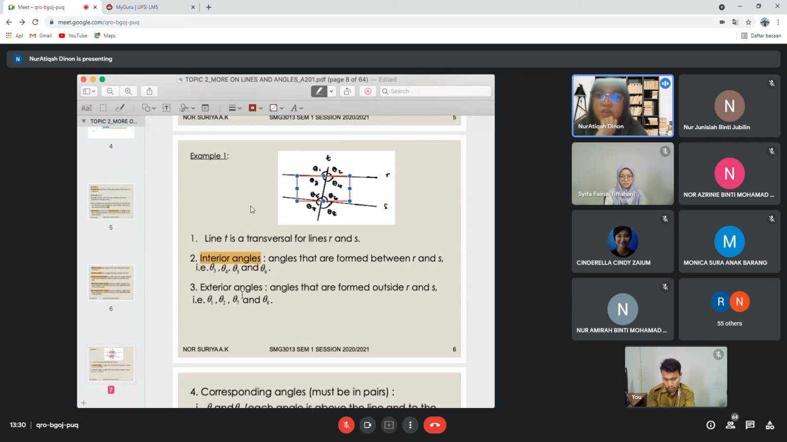While the exterior angles are formed outside the 2 lines, so they will be theta 1, theta 2, theta 7, and theta 8. So when you combine the union of these 2, interior and exterior angles, it will give you all the angles for this diagram. Okay.